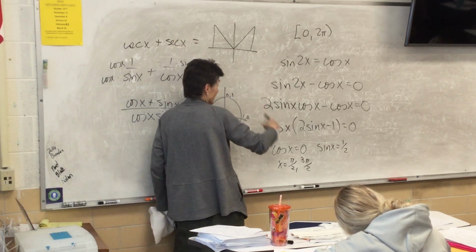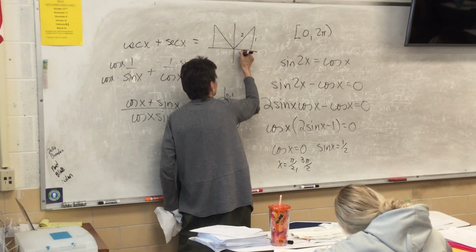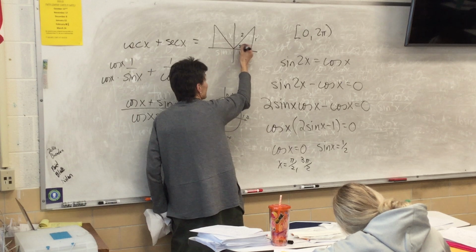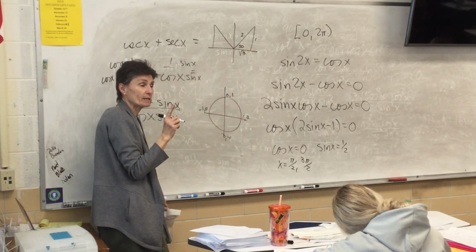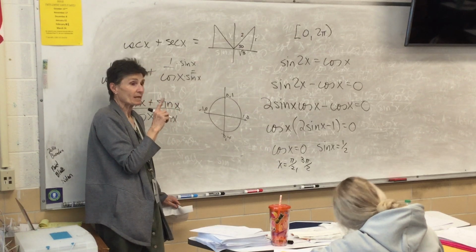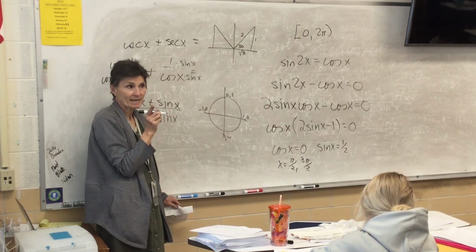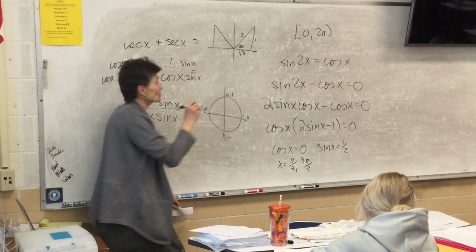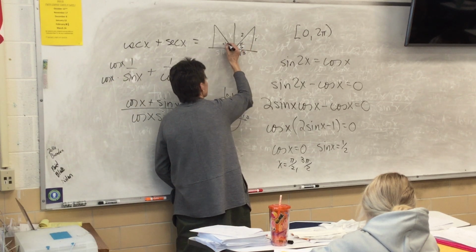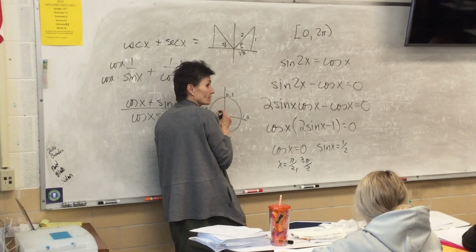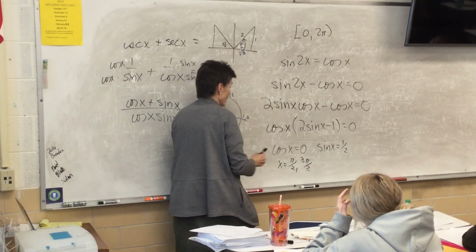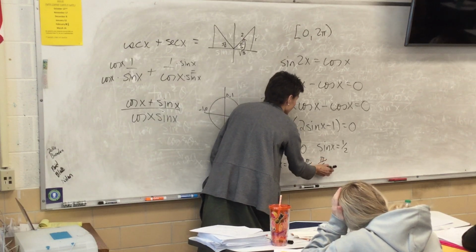So what kind of an angle looks like this? 30. If I'm in degrees, it's a 30. In radians, 30 is a 1/6 of 180. So this is pi over 6. And so is this. So my answers are pi over 6.